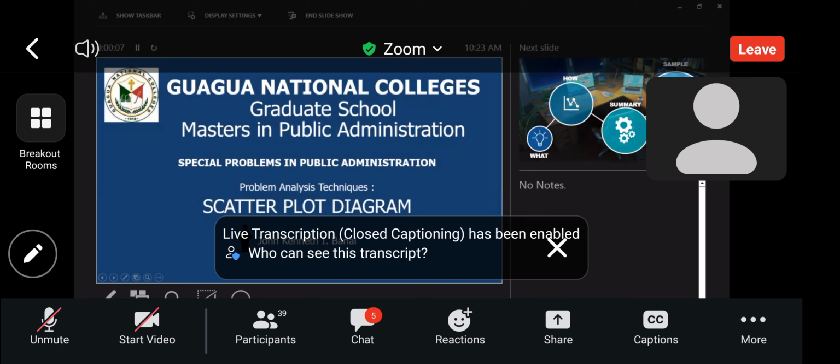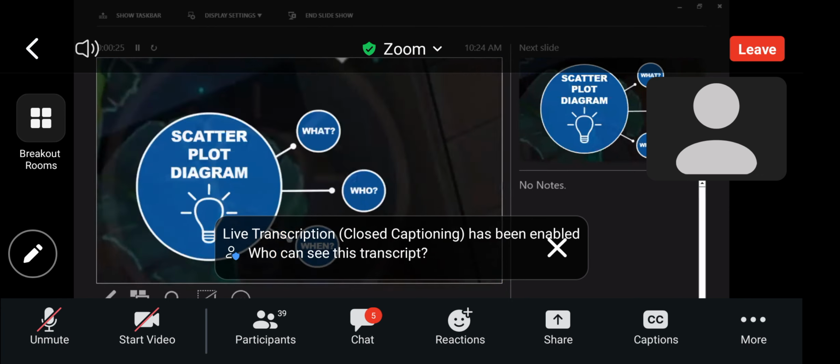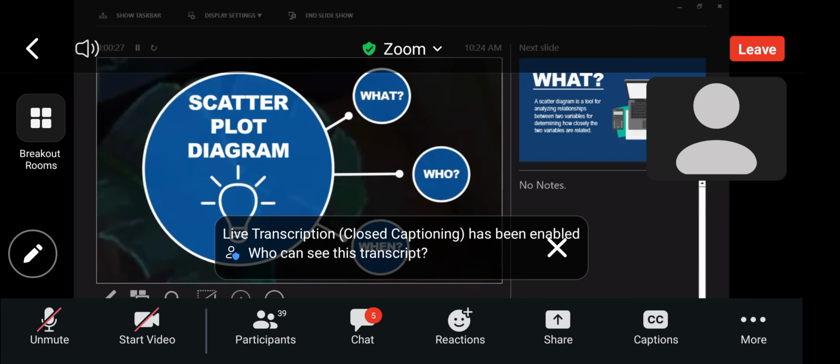Good morning po. I'm John Kenneth Ibanal po from DPWH and i-report ko po yung scatter plot diagram. First po, ano ba yung scatter plot diagram?